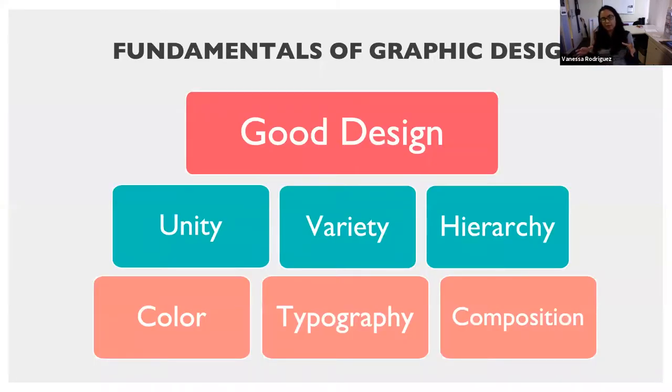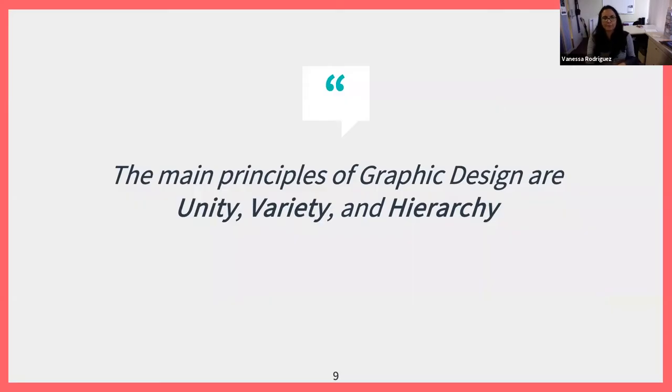Good design is based on these boxes that I have here: color, typography, composition, and on top of that lie unity, variety, and hierarchy. And then you get good design. I'm going to go through these in a lot of depth as we go. So the main principles of graphic design are unity, variety, and hierarchy.